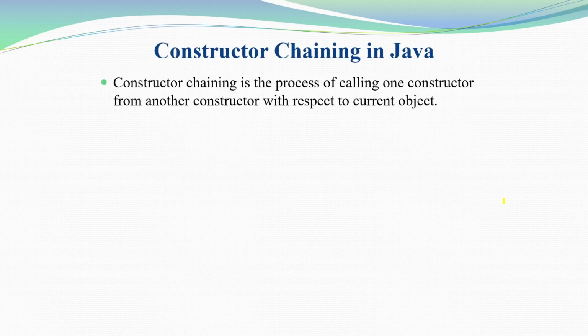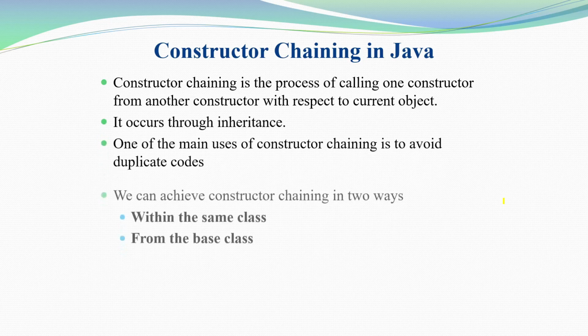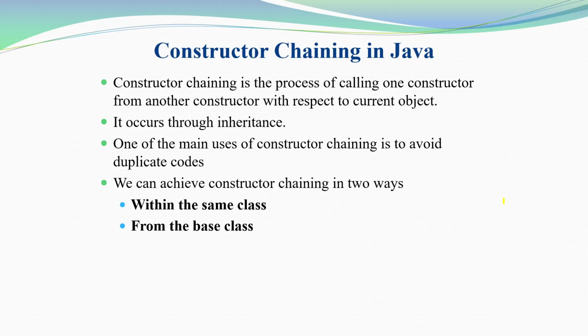Constructor chaining in Java is a process of calling one constructor from another constructor with respect to the current object. Chaining is nothing but calling from one constructor to another. We chain one constructor to another constructor, and this process is called constructor chaining. For example, I have 3 constructors. If I call the first constructor in the second constructor and the second in the third, how is this possible? This is possible through inheritance.